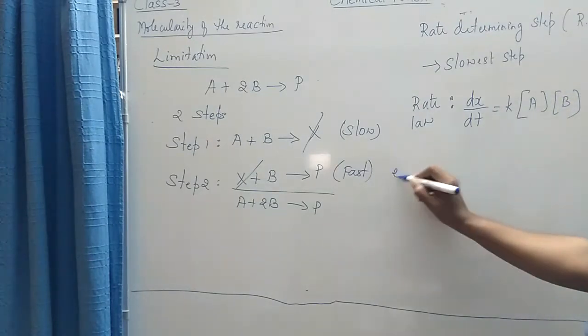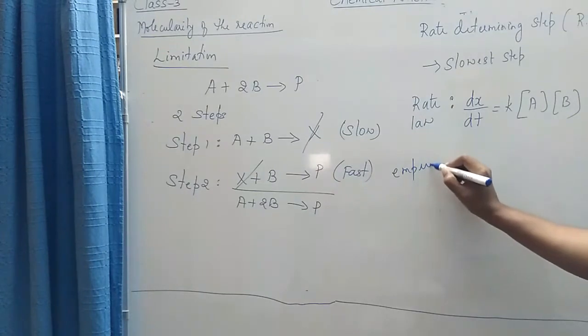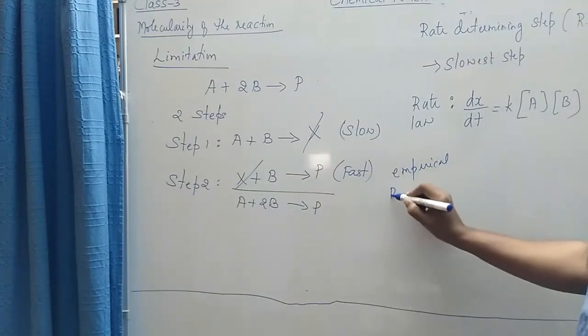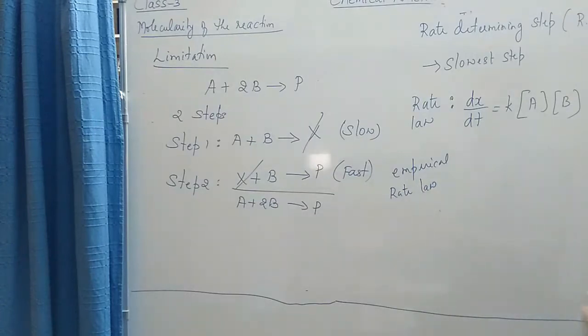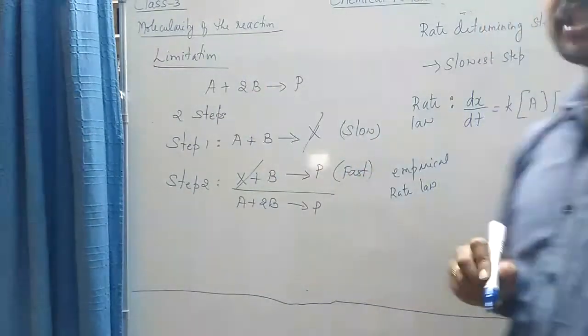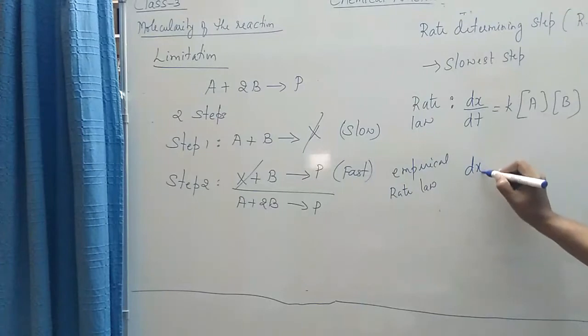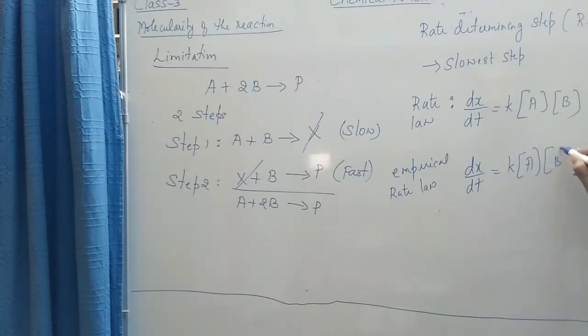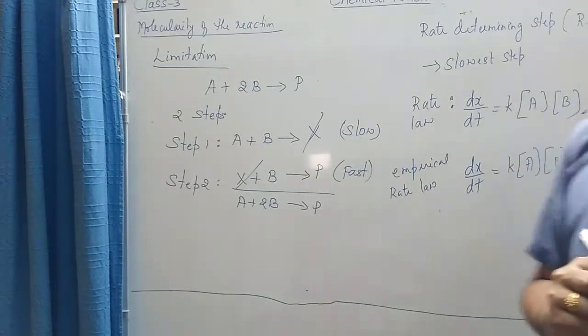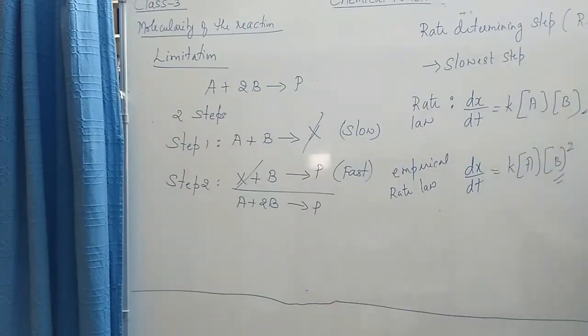What is the empirical rate law, or the rate law that we had guessed from the stoichiometric equation? It is dx by dt is equal to k into concentration of A into concentration of B square. This is the expected, this is the true rate equation or rate law. So if you look at them, they are not one and the same.